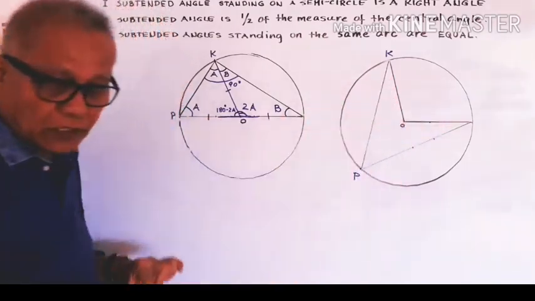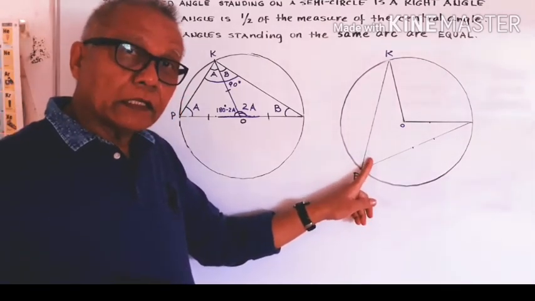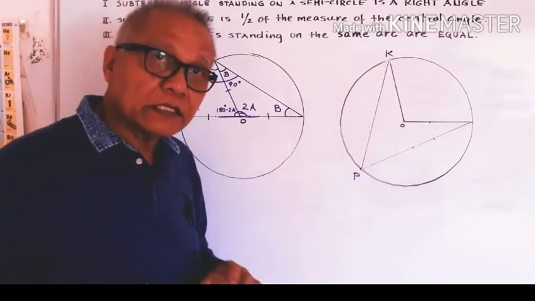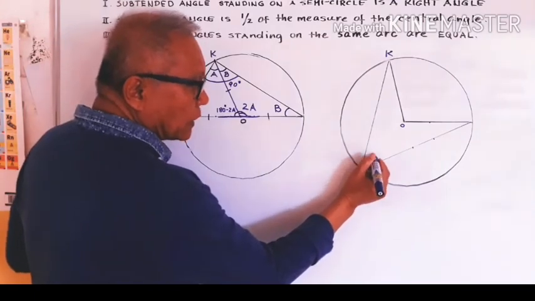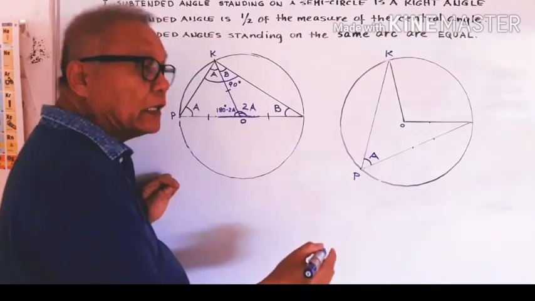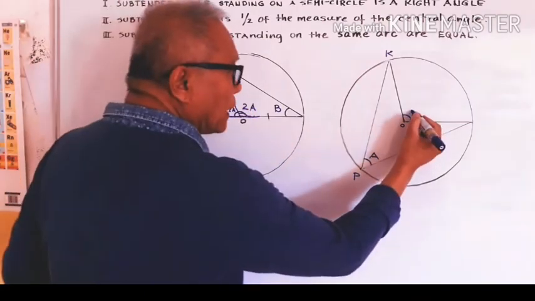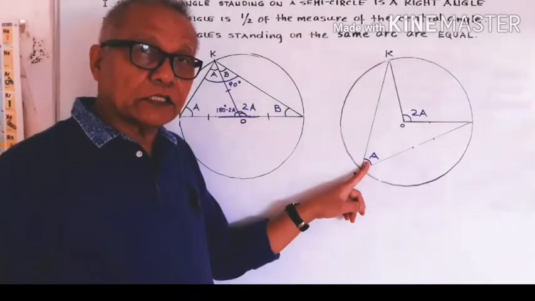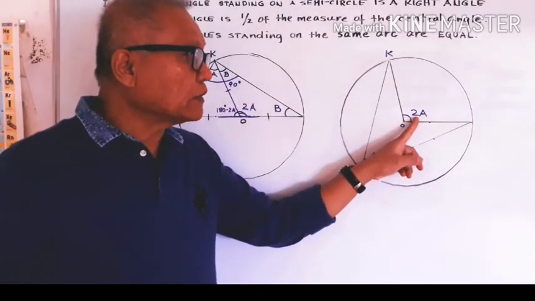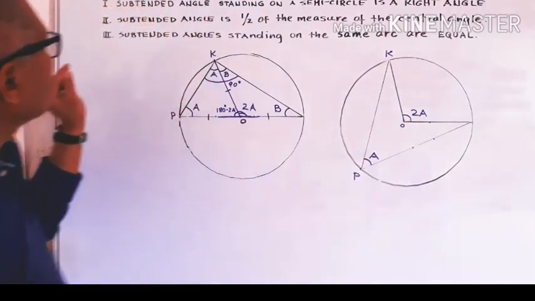So we can see clearly that this one is our subtended angle, and this one is the central angle. If this is our A, then this central angle here is our 2A. That's the proof. It means that if our A is 40 degrees, our central angle there is 80 degrees. Okay.